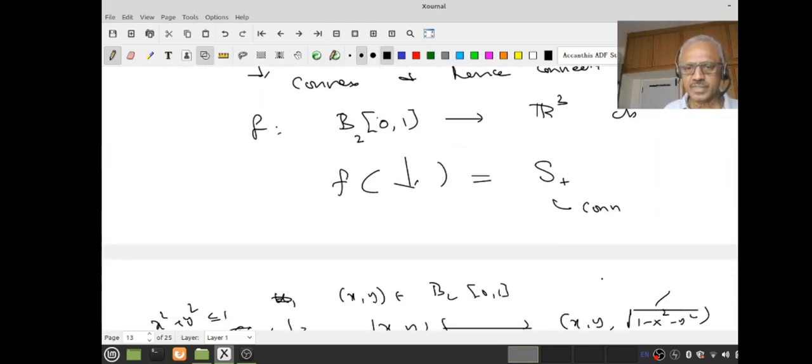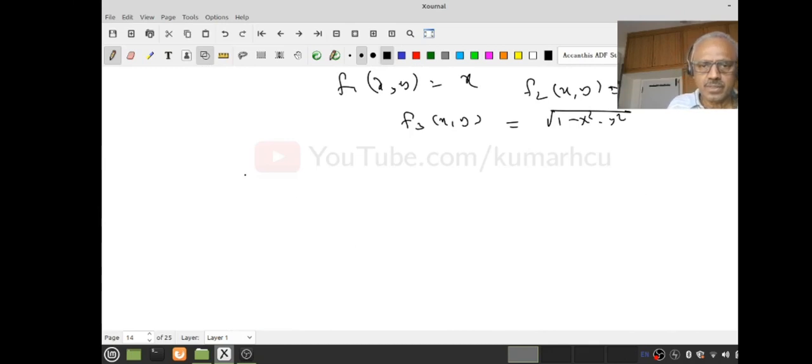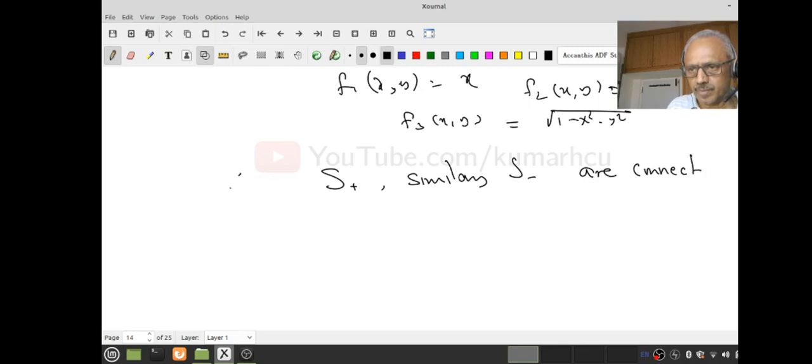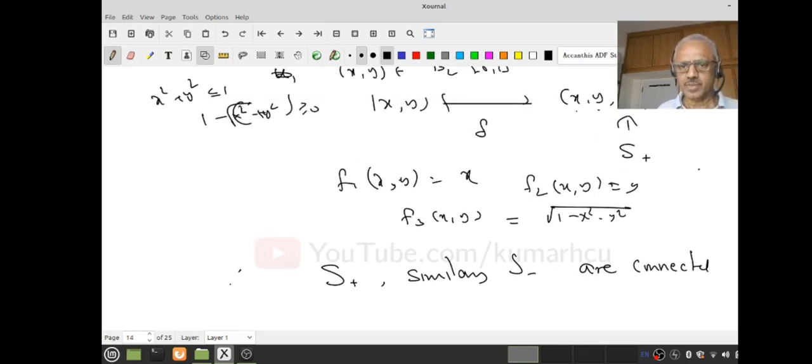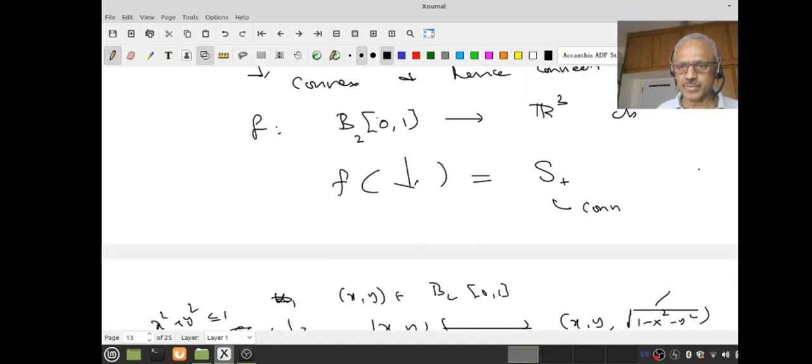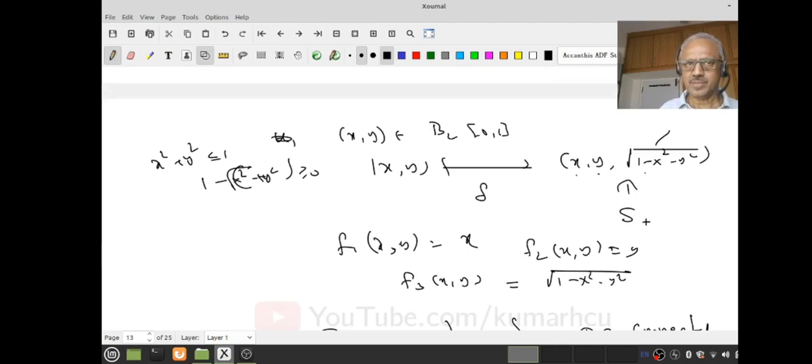You follow that? Therefore S plus, and similarly the lower hemisphere, are connected. Have you understood? What should be the map which will map to S minus, the lower hemisphere? Remember, the z coordinate must be negative, less than or equal to 0, therefore I will simply take the negative square root. Okay.